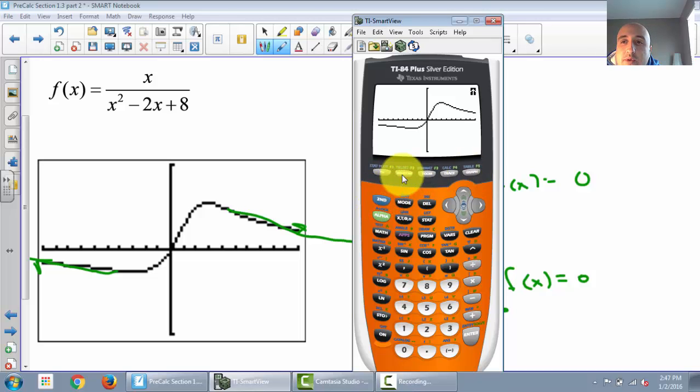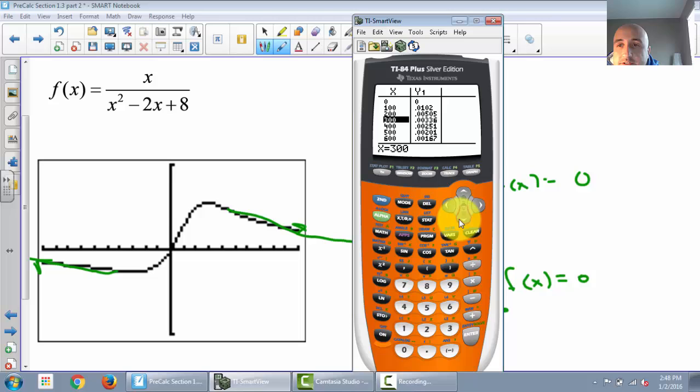So I'm going to change my table. I want to start my table at 0, and I want to go by hundreds, because I want to see what it's doing when my x's get really, really big and really, really small. So I'm going to go to my table, and let's see here. Starting at 0, let's see what happens when my x's are getting bigger and bigger. So notice 0.011, 0.0102, 0.00505, 0.00336, 0.001. Notice it's getting closer and closer to 0.